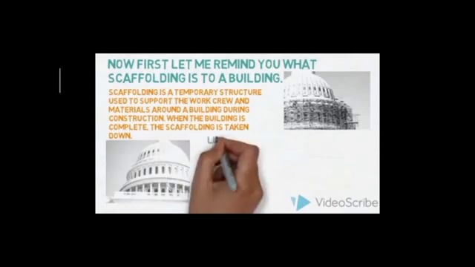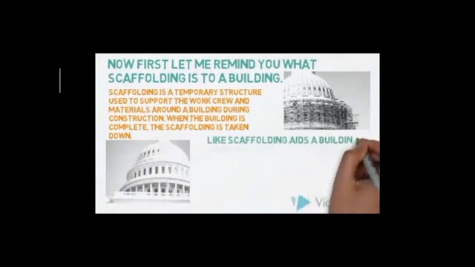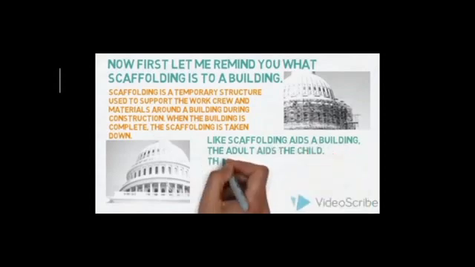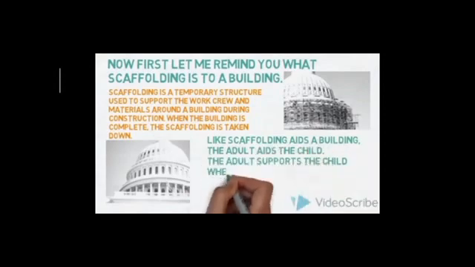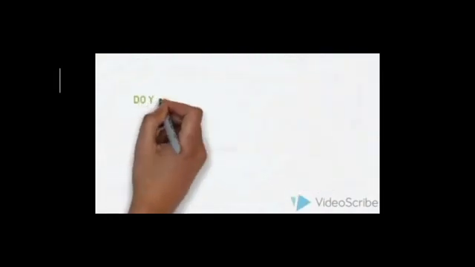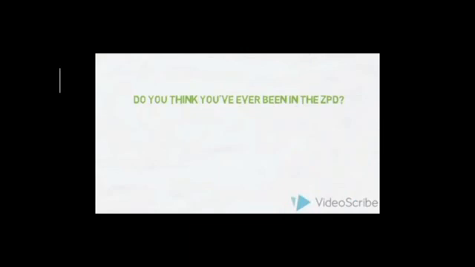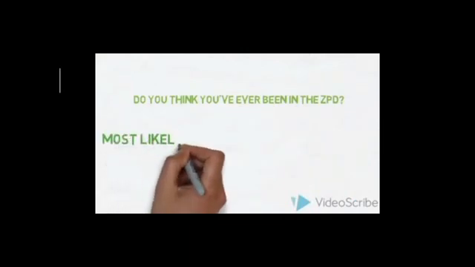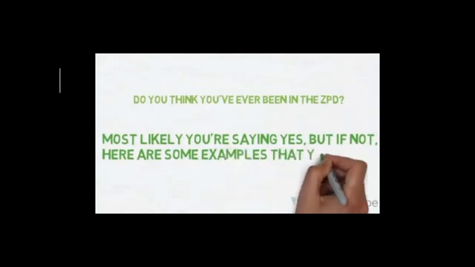Like scaffolding aids a building, the adult aids the child. The adult supports the child when they are struggling, then steps back when the child is doing well. Do you think you've ever been in the ZPD? Most likely you're saying yes, but if not, here are some examples that you may have experienced.